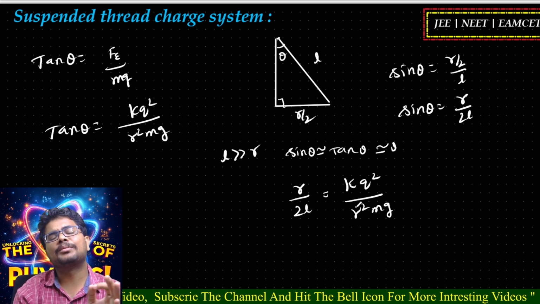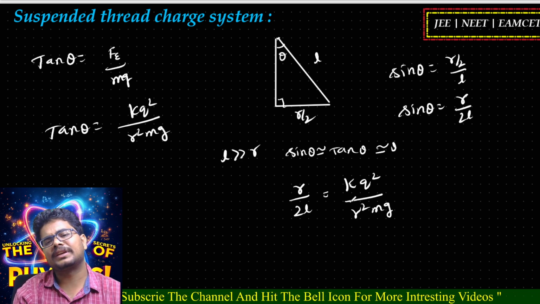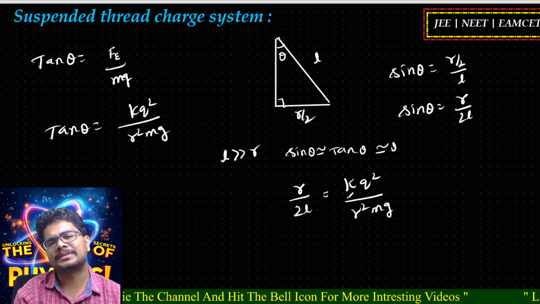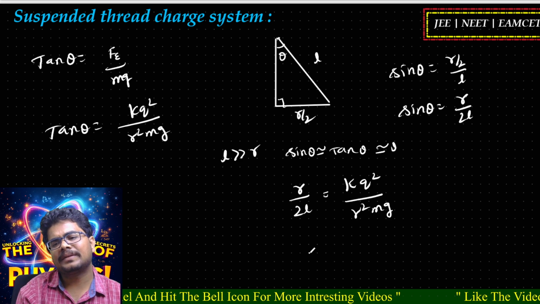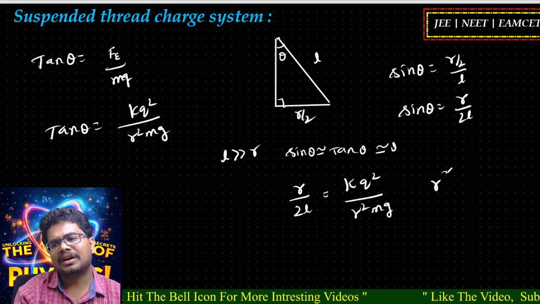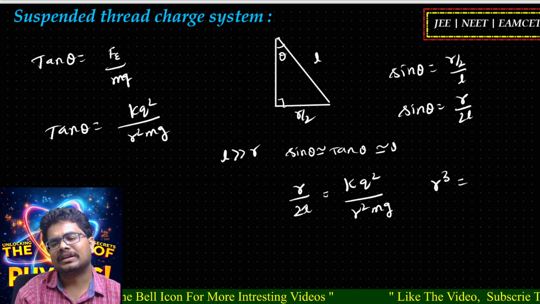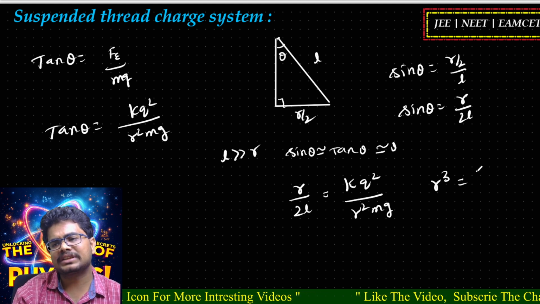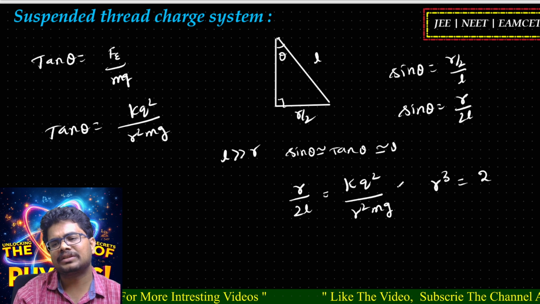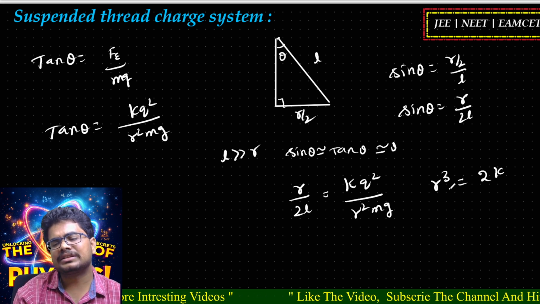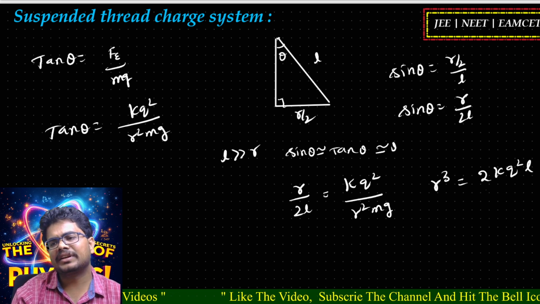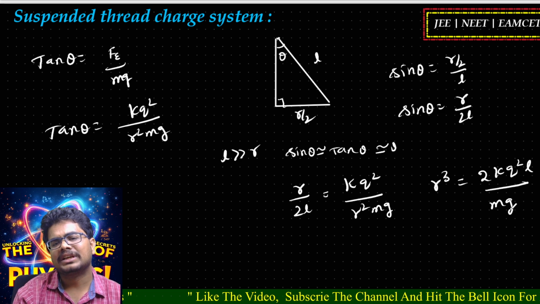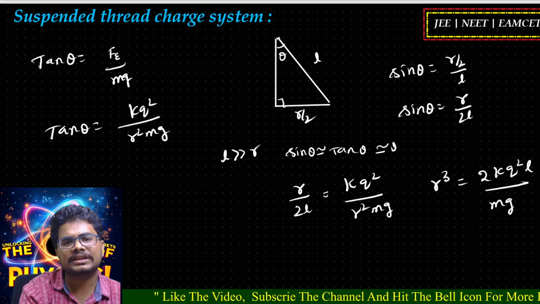Based on this, n number of numericals have been framed in previous NEET, previous JEE, previous EAMCET, previous KCET, wherever you go, check. Now send this r square to this side. If you send r square this side, now what will R cube be equal to? You just rewrite here. Send this 2 this side: 2k, and this is q square into L, also this side, L divided by the denominator that is left, mg.